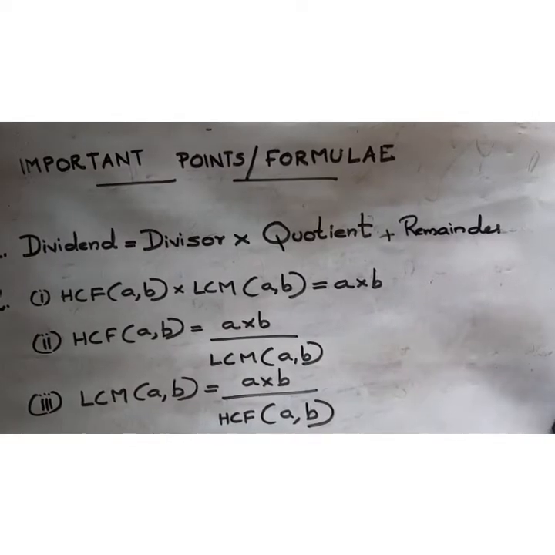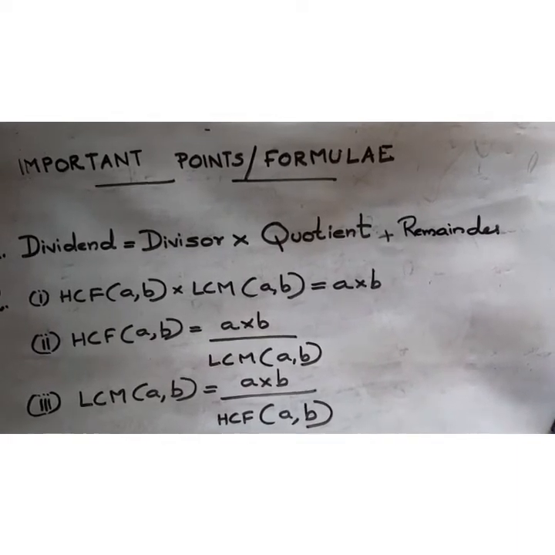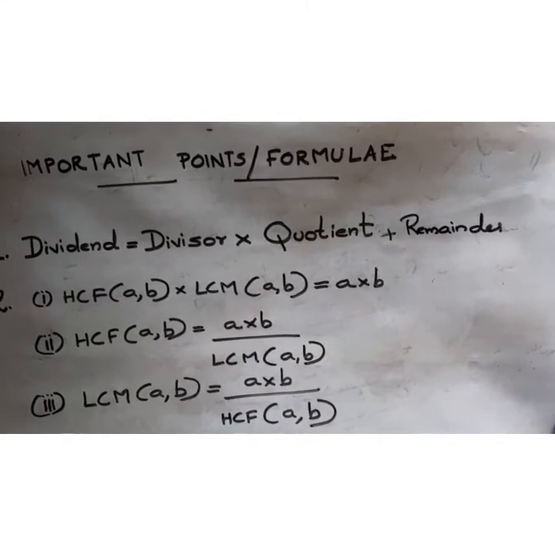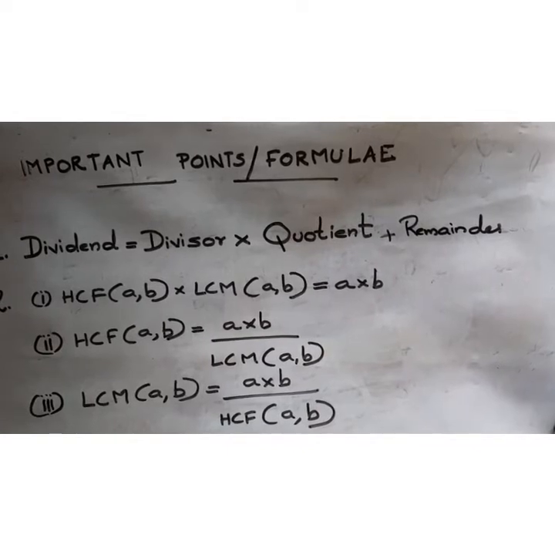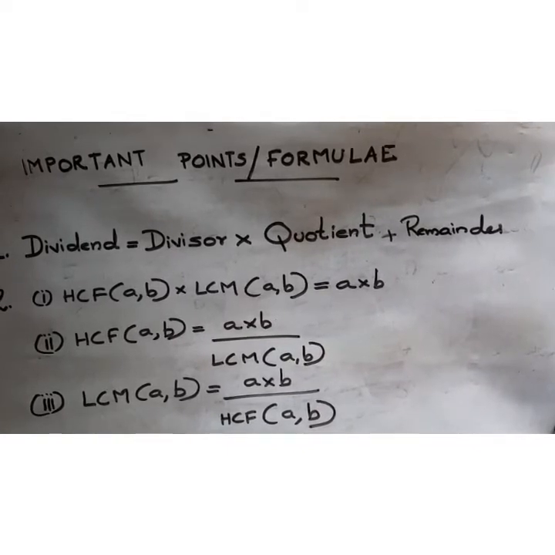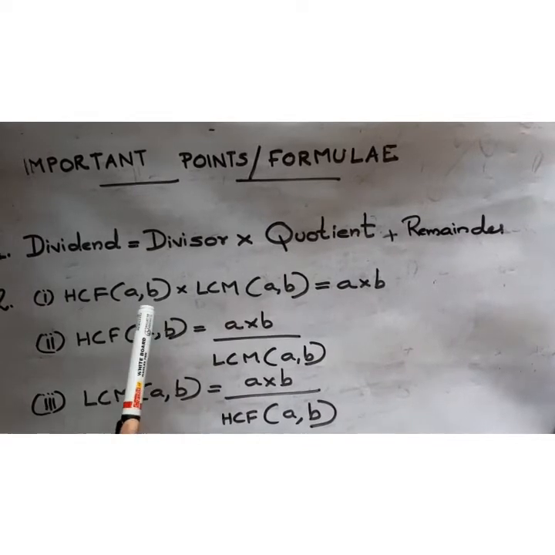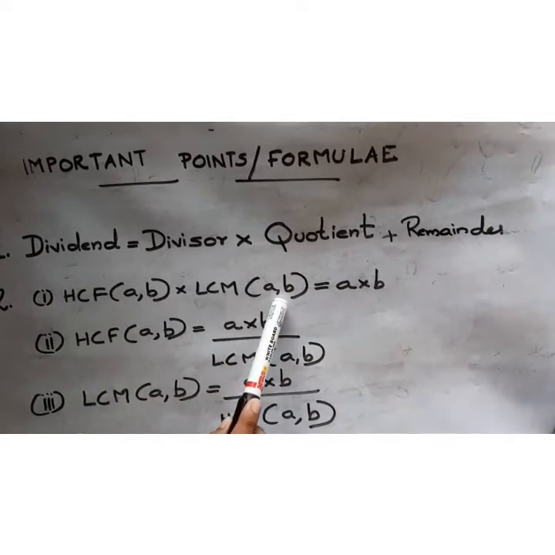Okay friends, we can start with the important points and formulas that you have to study in your first chapter, real numbers. The first formula you have to study is dividend is equal to divisor into quotient plus remainder. The students will be familiar with the terms dividend, divisor, quotient and remainder that you have studied in your lower classes. And the second formula is the HCF of A, B into LCM of A, B is equal to A into B.